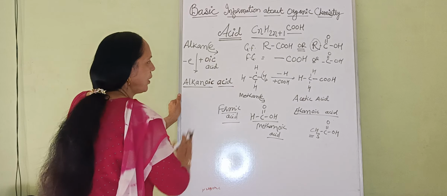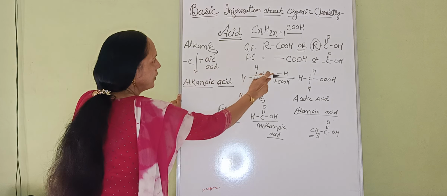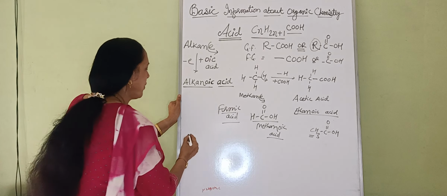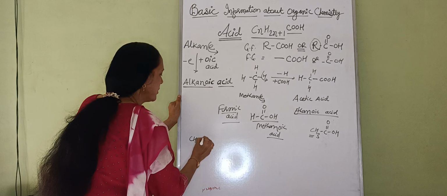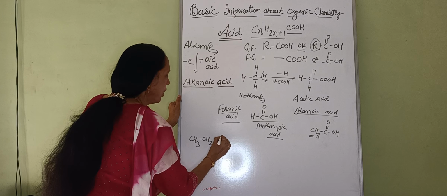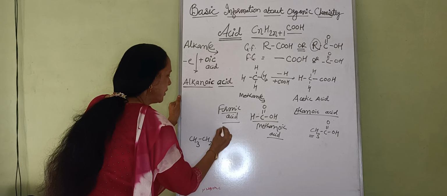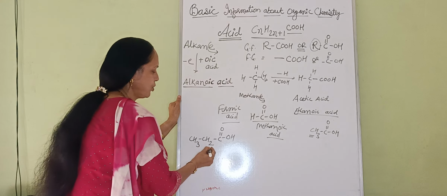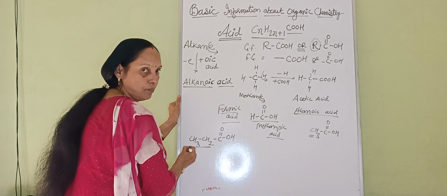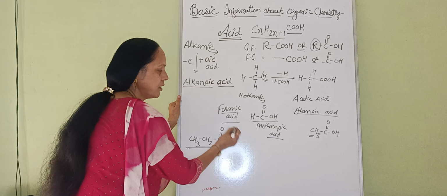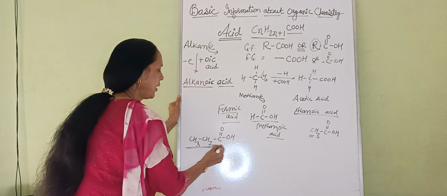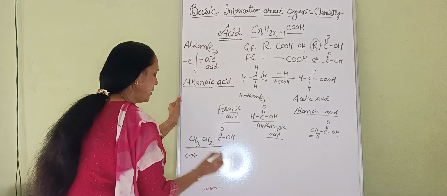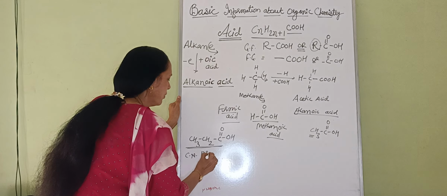Now the next compound, if we see. Suppose I am writing the condensed formula here, CH3CH2, and then COOH, written as C double bond OH. What is this? CH3CH2 is nothing but the ethyl group, and this is the carboxylic group. How many carbons are there? 3 carbons.